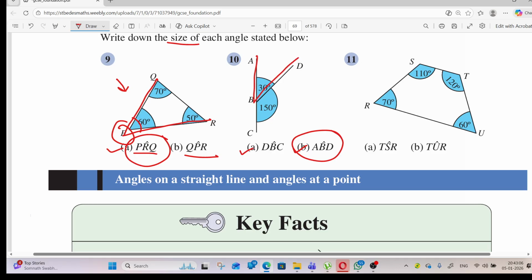So this is ABD. You can just draw a rough line, or maybe just use your finger: start with A, then go towards B, then go towards D, and that's your angle, which is 30 degrees, right? That's great. What about angle TUR? How much is that? Be quick. 60. Very good. TUR is this, which is 60.